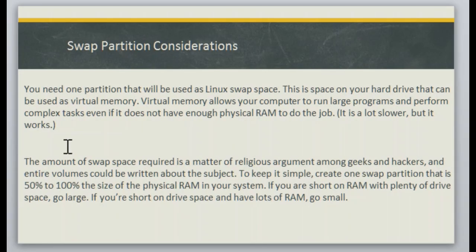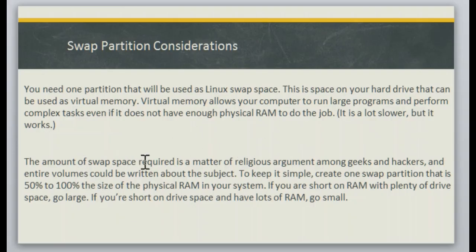So another partition you're going to need on your system is something called swap. Okay. This is space on your hard drive that can be used as virtual memory. So it's very similar to RAM, which stands for random access memory. Virtual memory allows your computer to run large programs or perform complex tasks even if it does not have enough physical RAM to do the job. So when RAM runs out, your system goes to this swap. Okay? It's a lot slower, but it works just the same as RAM.